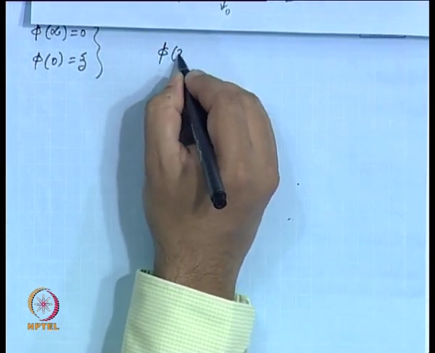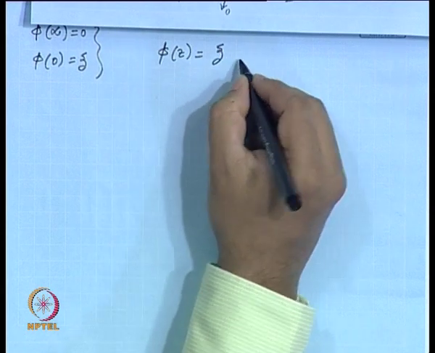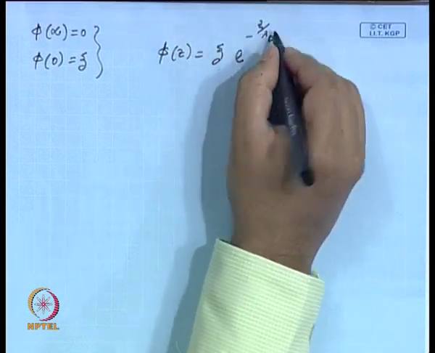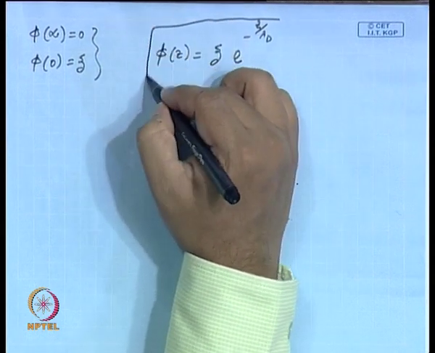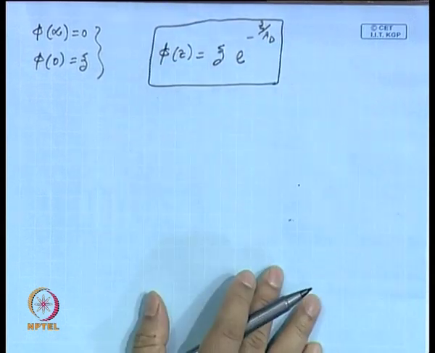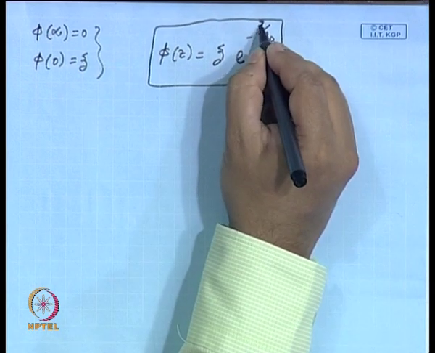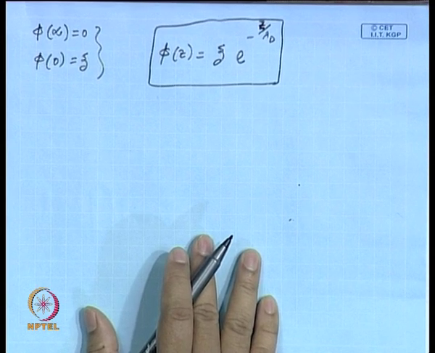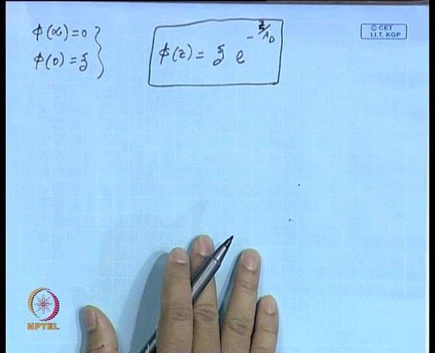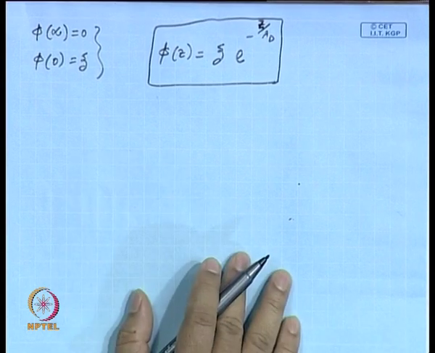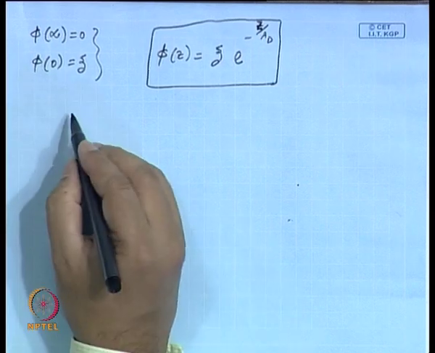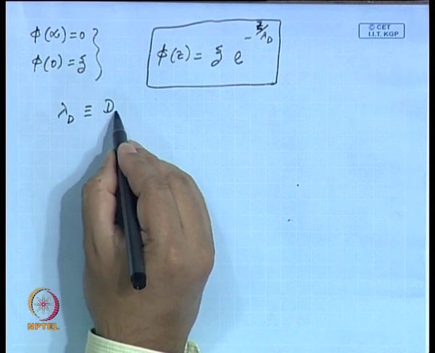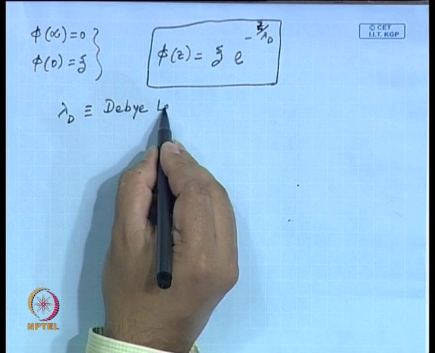So you end up with this expression: phi of z is equal to zeta e to the power minus z divided by lambda d. This is how the potential changes with z. This is a very neat expression, very easy to handle. More importantly, look at this lambda d term. There is a name for it: lambda d is referred to as the Debye length.